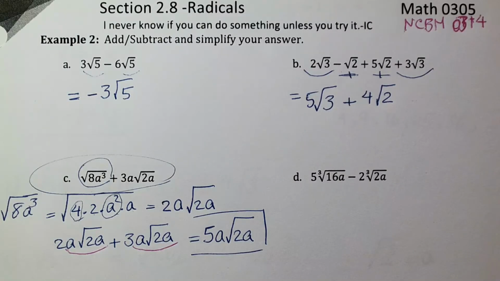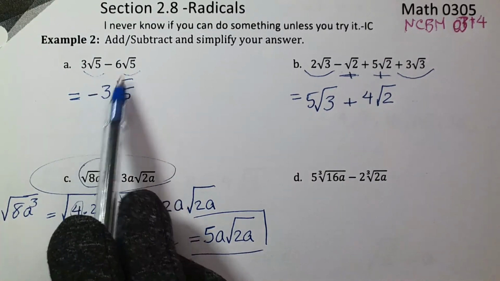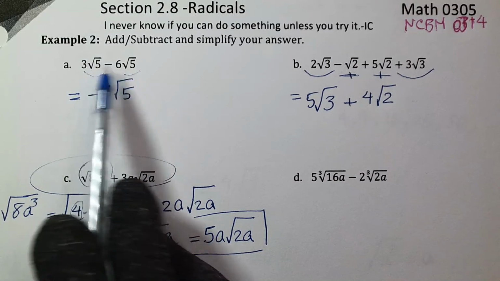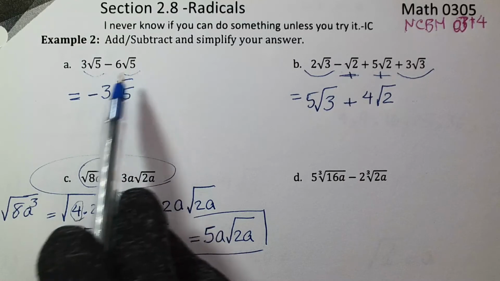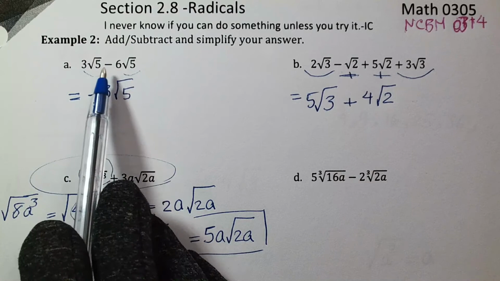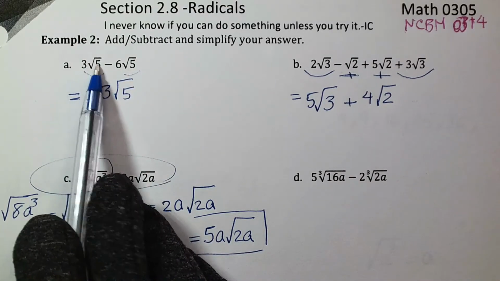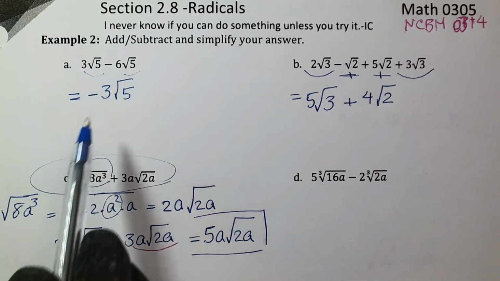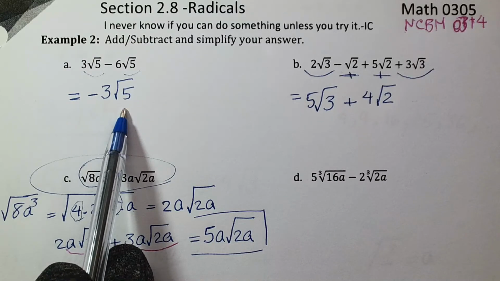In example 2, the question asks to add, subtract, and simplify the answer. We can add or subtract terms with radicals if they have exactly the same radical. Here 3 square root of 5 minus 6 square root of 5. Square root of 5 is that similar part. This looks like 3x minus 6x. So the answer is going to be negative 3 square root of 5.